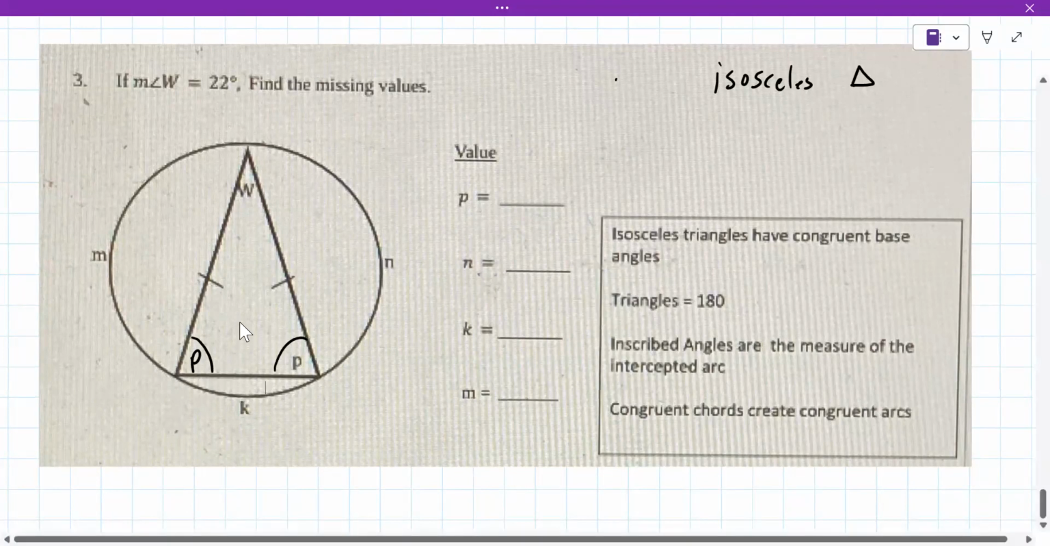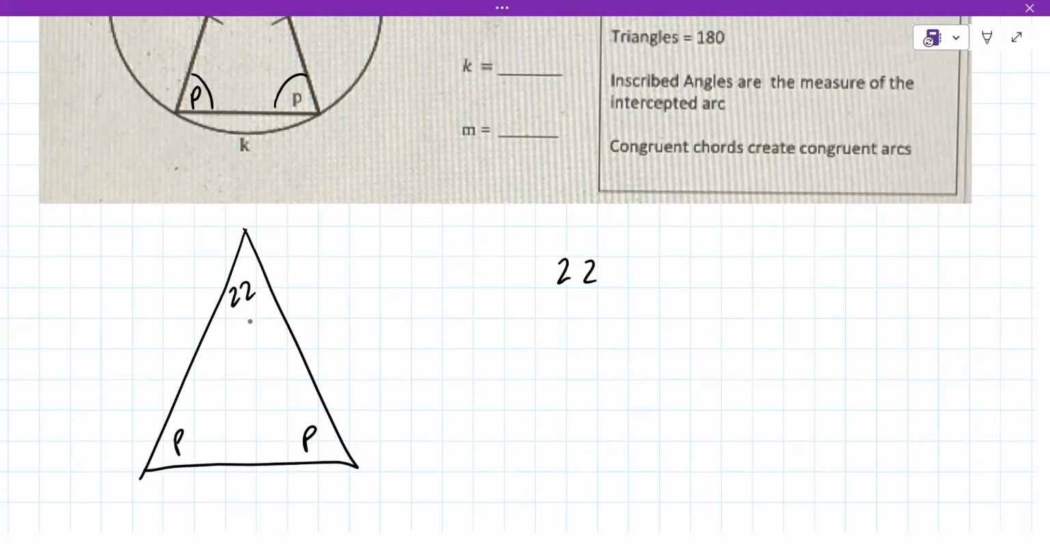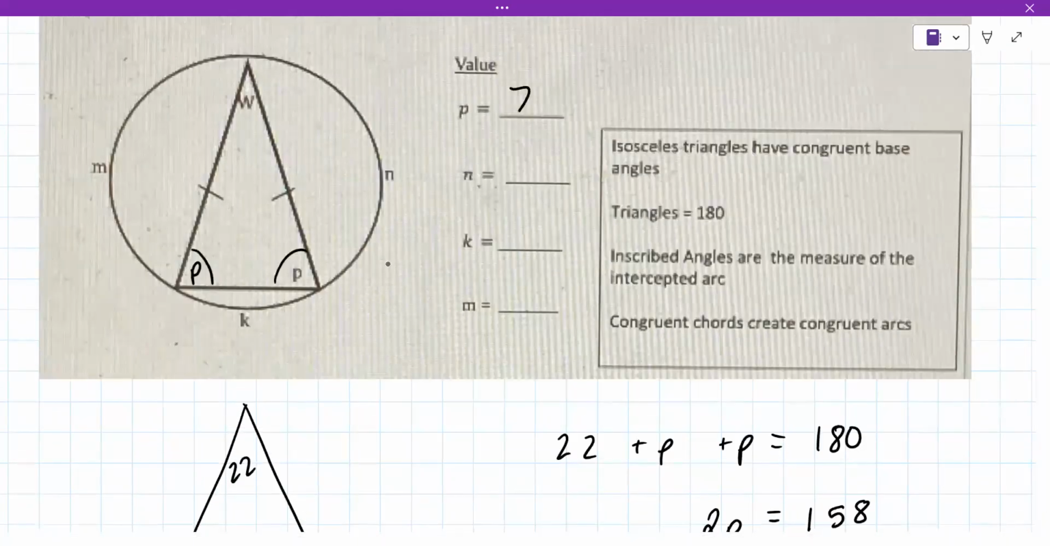Sometimes it's good to redraw the picture, or the part that you care about. 22, P and P. What do the three angles in a triangle have to add up to? The sum of the three angles is 180. So 22 plus P equals 180, and then that would be 158. Then divide that by two would be 79. Good. So there's our first one to find.